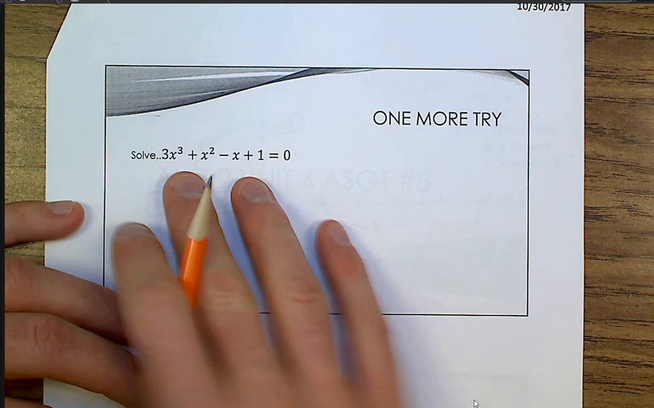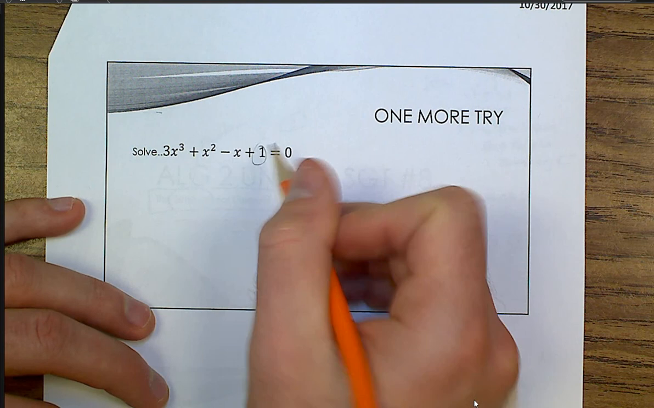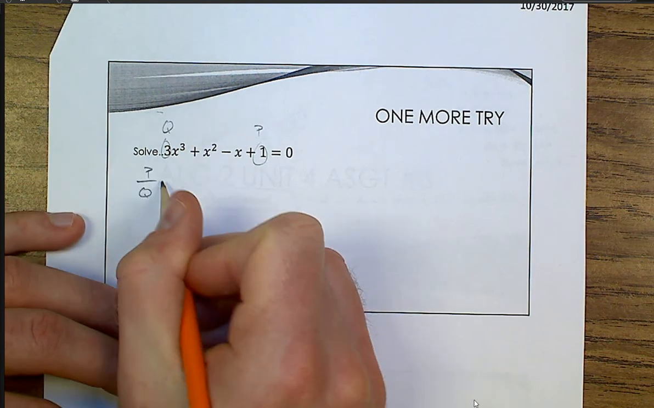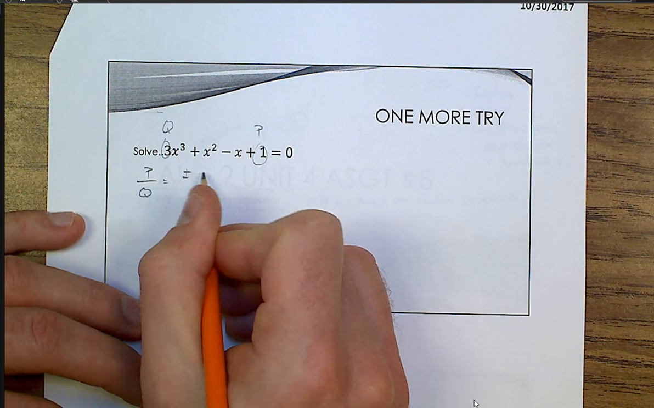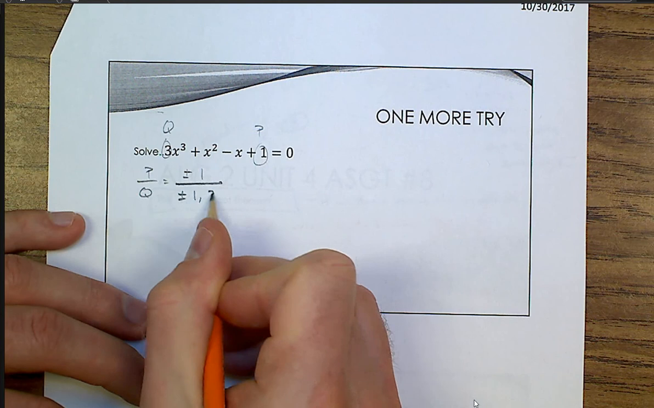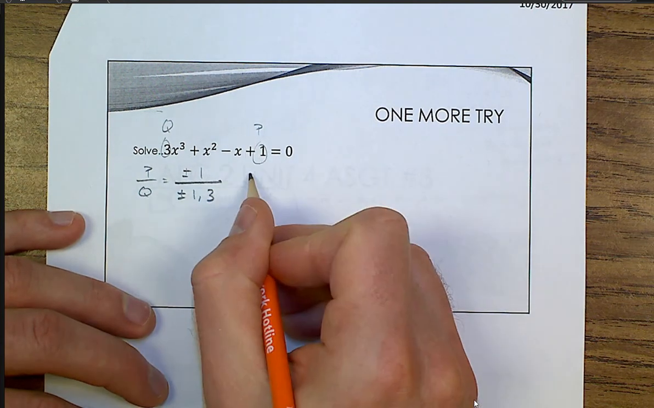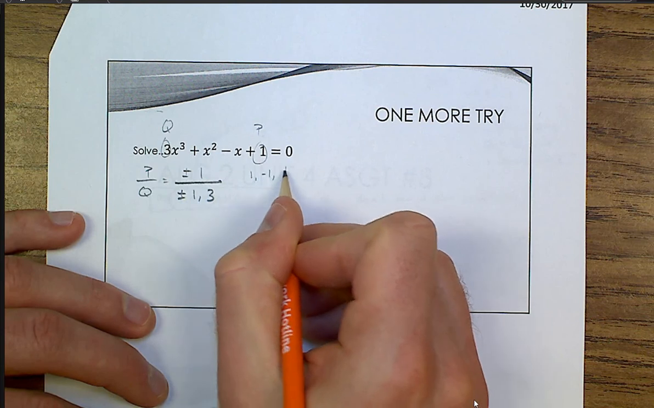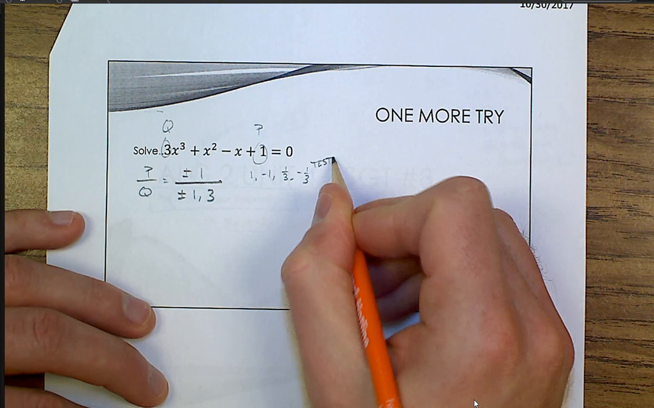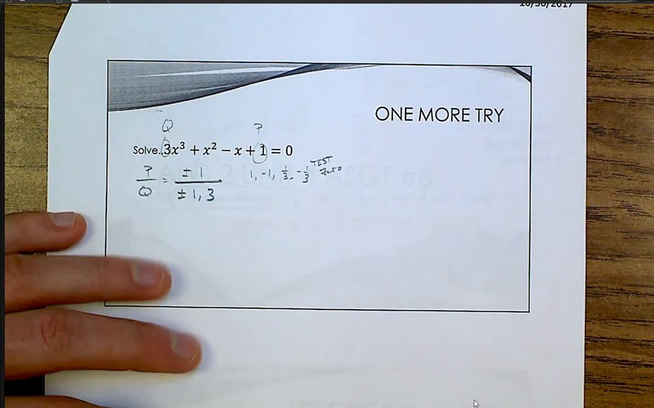We don't have a calculator to use on this, so here's all my P values. 3 is my Q, so if I go P over Q, I'm going to have plus or minus 1. Those are the only factors of 1 over the factors of 3, which are 1 and 3 only. When I have a small list like this, I can write it out: 1, negative 1, 1/3, and negative 1/3. Those are my testing zeros. Those are all my possible rational roots, is what we call them, that we can test.